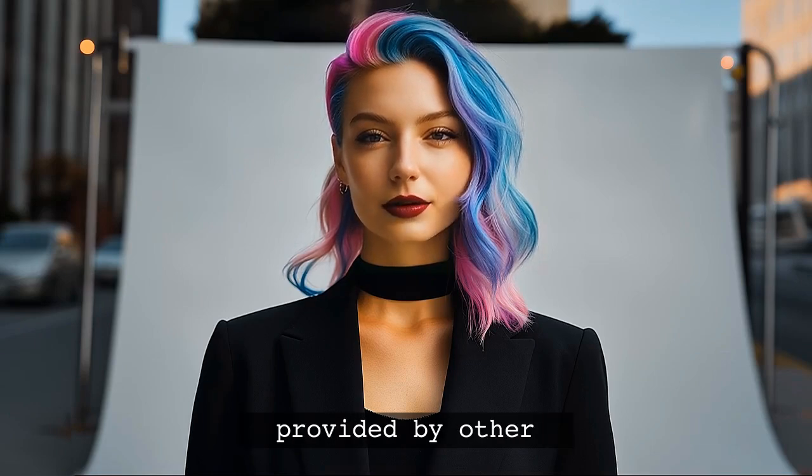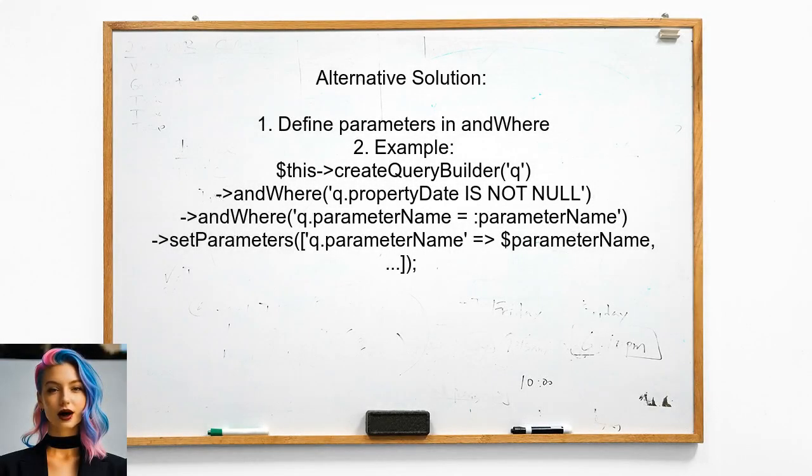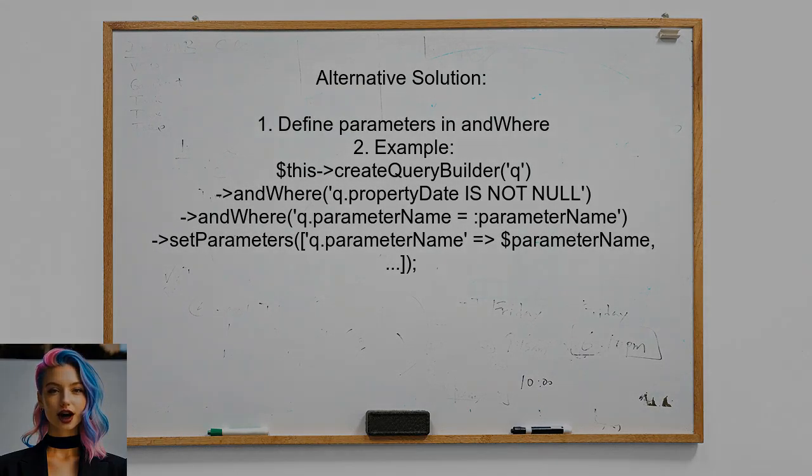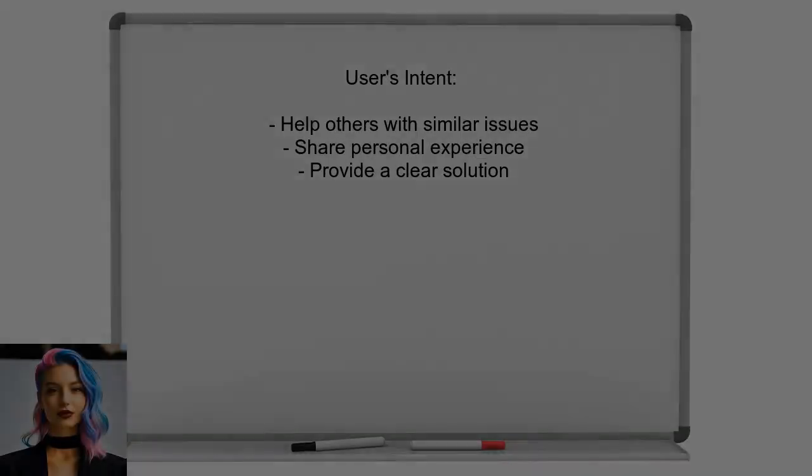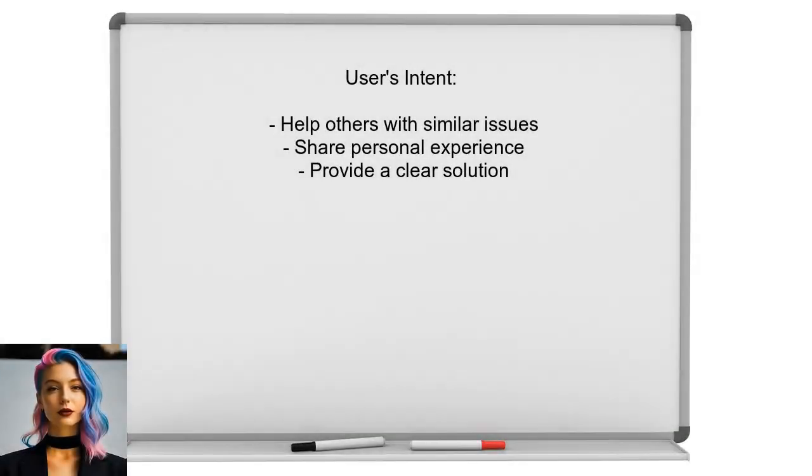Now let's look at the answers provided by other users. One user encountered a similar issue in Symfony 4 with Doctrine 2.6. They received the error, too many parameters. The query defines 0 parameters and you bound 2. The solution was to ensure that parameters were defined correctly in the andWhere method. This user aimed to help others facing similar struggles by sharing their experience and solution.